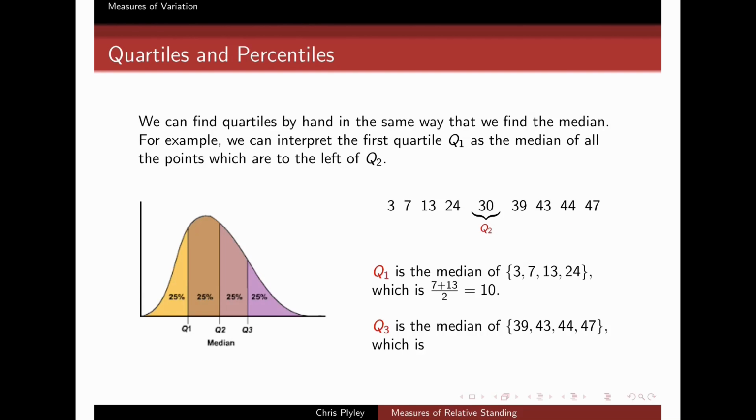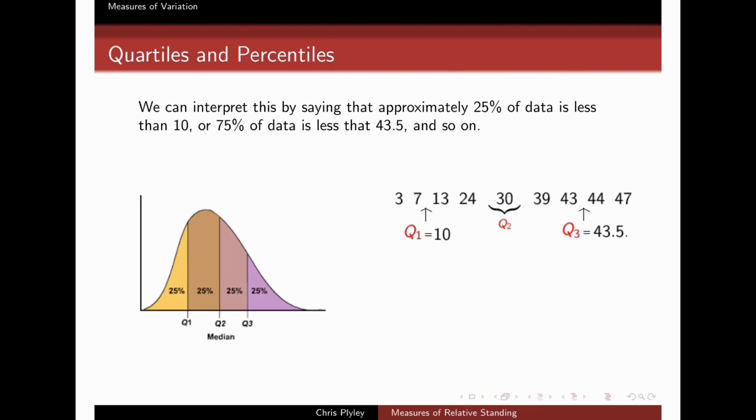And similarly, my third quartile is going to be the median of these four numbers here, 39, 43, 44, 47. If I go ahead and find that median, it's the middle point, which is right between 43 and 44. Sum and divide by 2, that gives me 43.5. So I found my three quartiles for this data set. My first quartile is 10, my second quartile is 30, and my third quartile is 43.5.